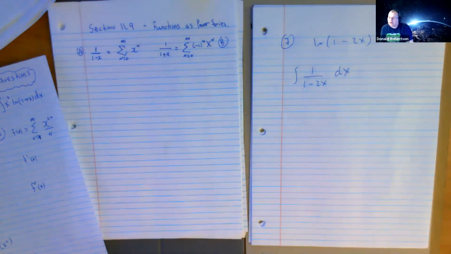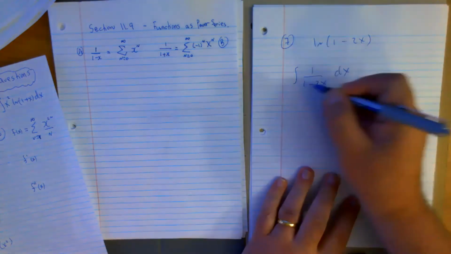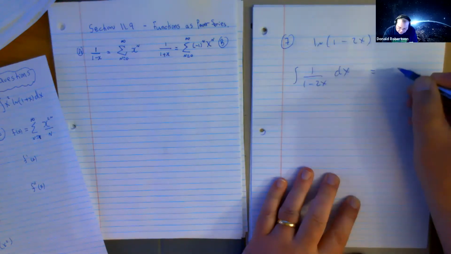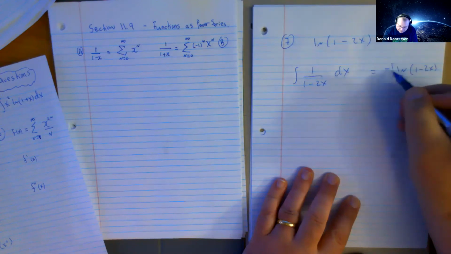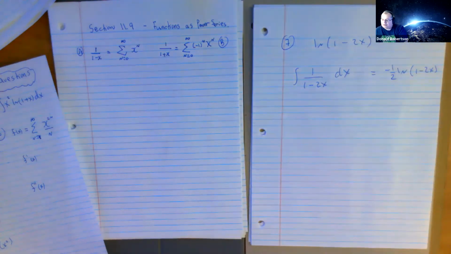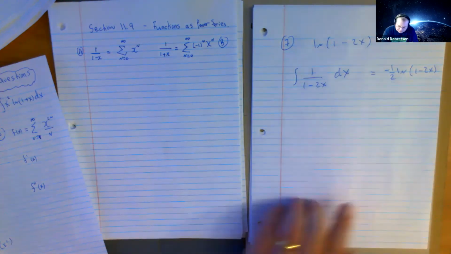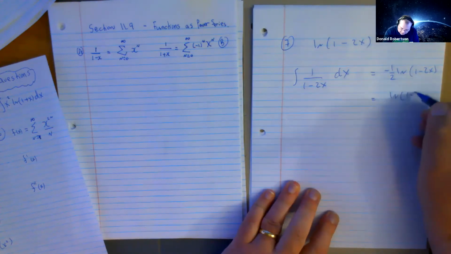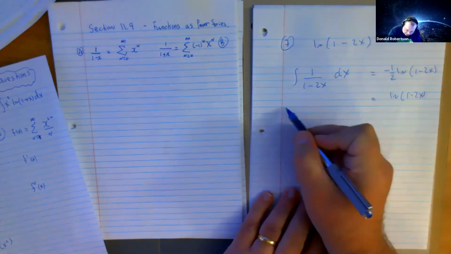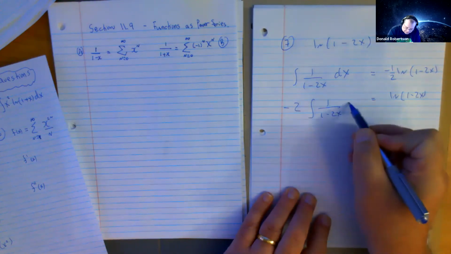Yeah, essentially. If you integrate that, just the way it is, can you see that what you'll get is the natural log of 1 minus 2x, but you'll get a really annoying negative 1/2. Agreed? Now, since I only want this, couldn't I get the answer by just having negative 2 times this?